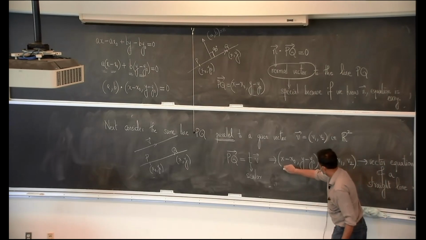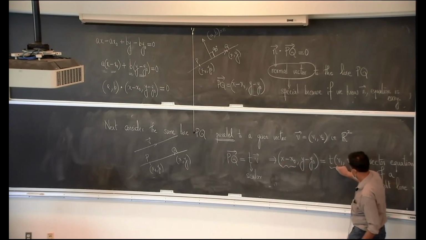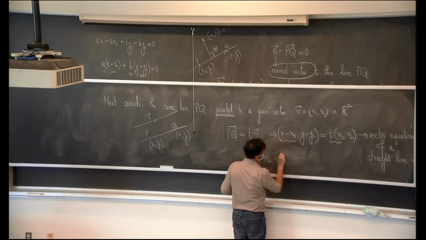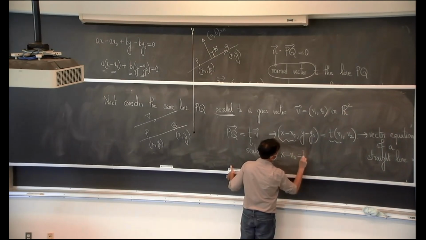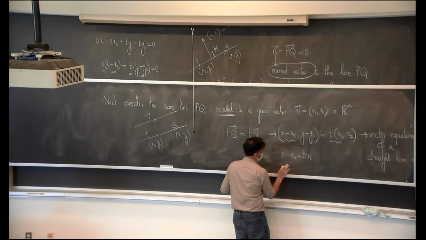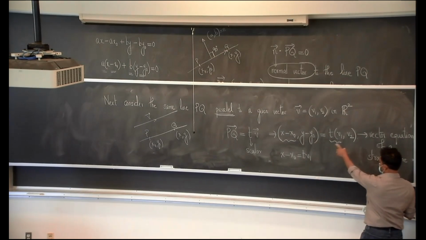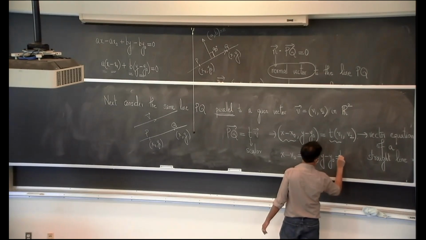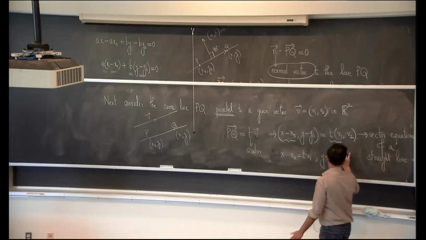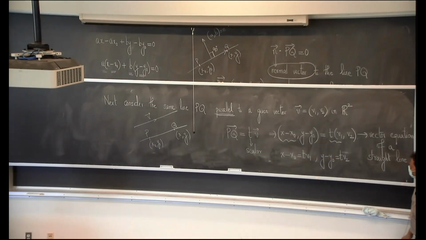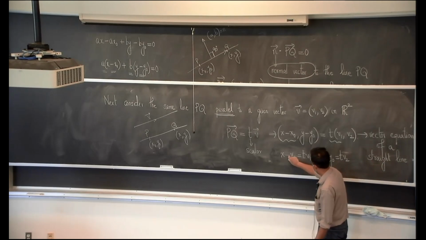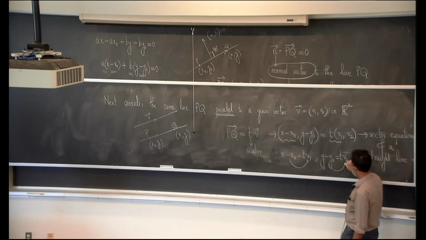Okay, so you can now set the x components of those two vectors equal. So we have x minus x naught equal to t times v1. And you have y minus y naught equal to t times v2. Because two vectors are equal, that means the components have to be the same. And you can solve for x and y here. X would be x naught plus tv1, y would be y naught plus tv2.